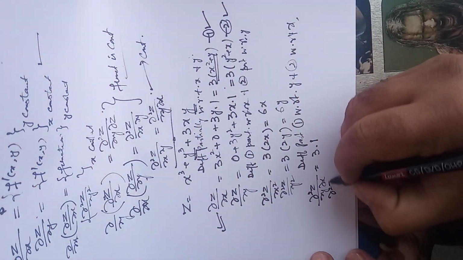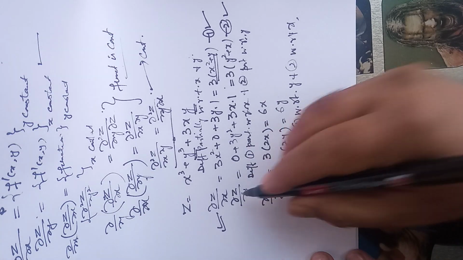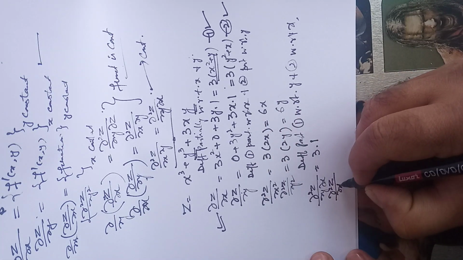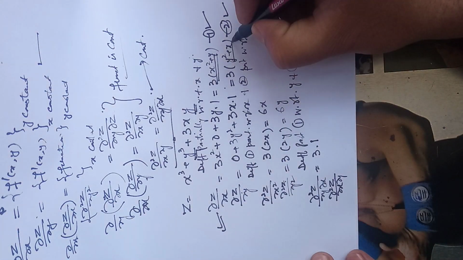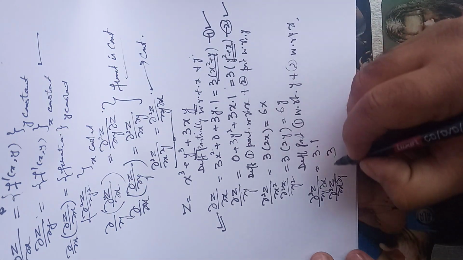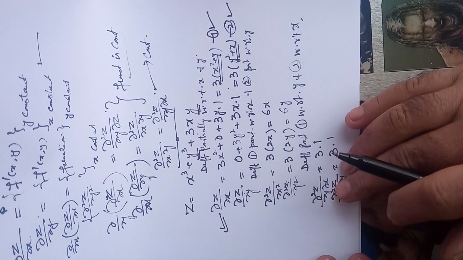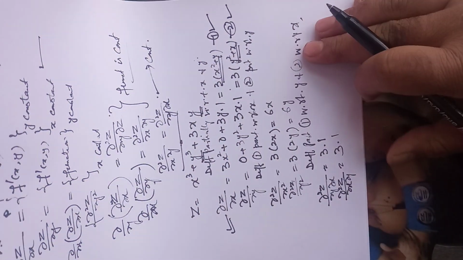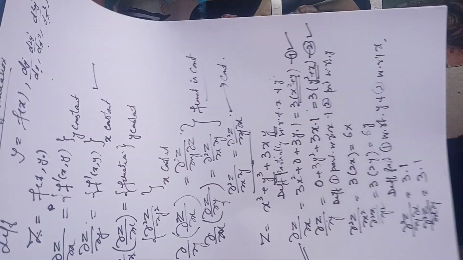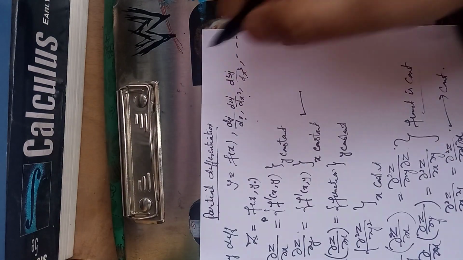Now, del 2z del x del y. You have to differentiate this function with respect to x. It is 3 into 1, y is constant. So these are both equal, because this function is continuous. That is why these two are equal. This is page 24.